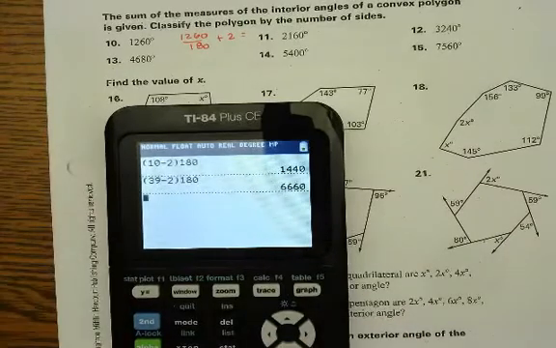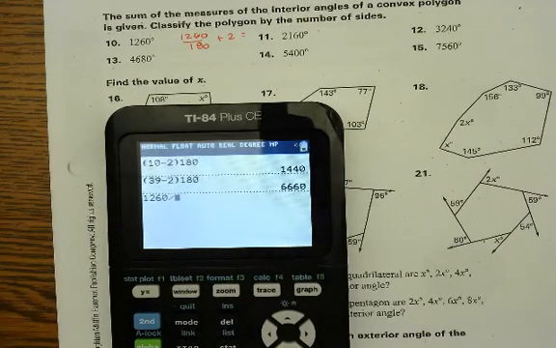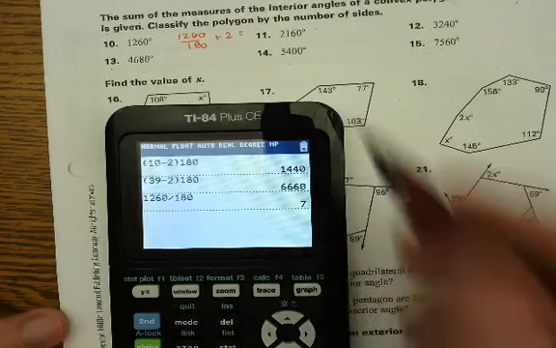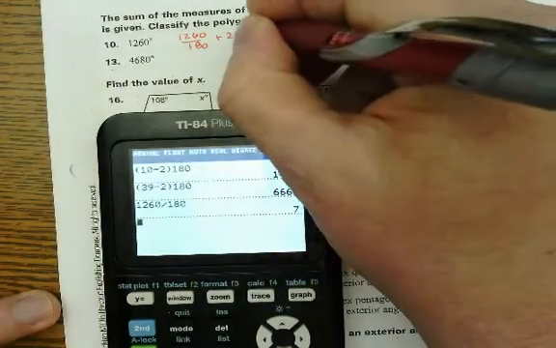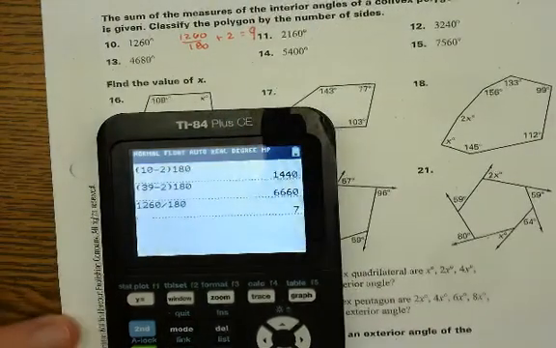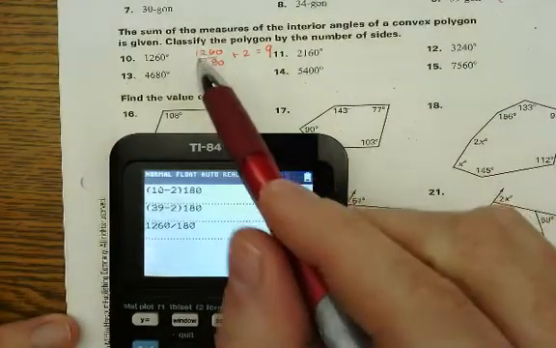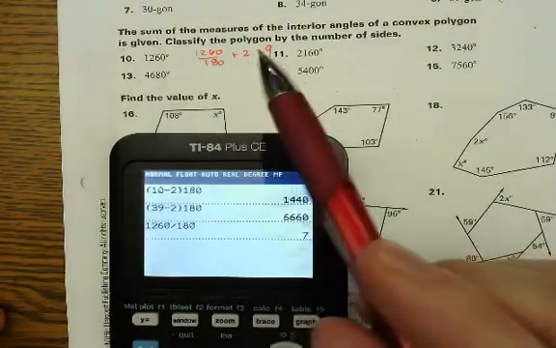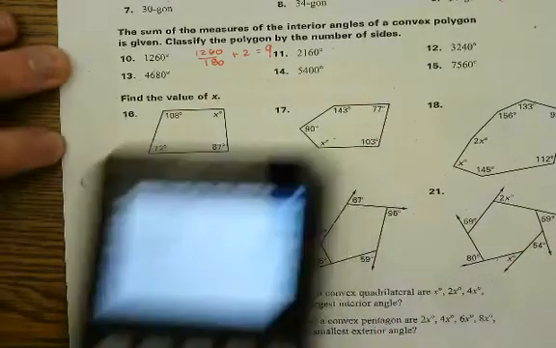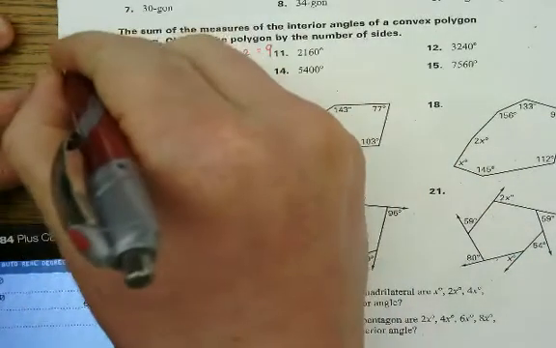So I'm going to type that in here. 1260 divided by 180 gives me 7. Now if I add 2 to it, I'm going to get 9. 9 sides on this shape. So the answer is not 9. It's telling you to classify the polygon by the number of sides. So I'm going to say this is a nonagon.